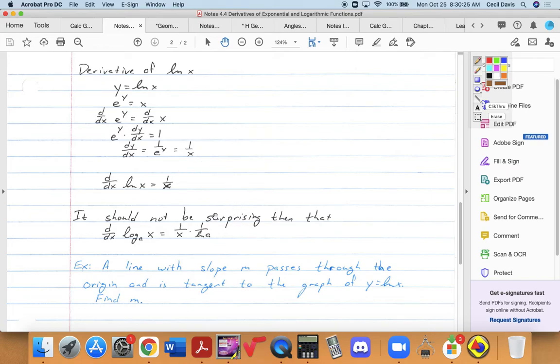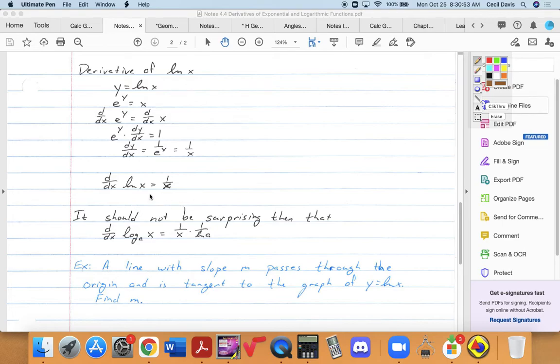How'd you do that? How to do which? Go from here to here? Okay. What's e to the y equal to? x. Oh, so you just divided. Yeah, I just divided both sides by e to the y. And e to the y is equal to x.